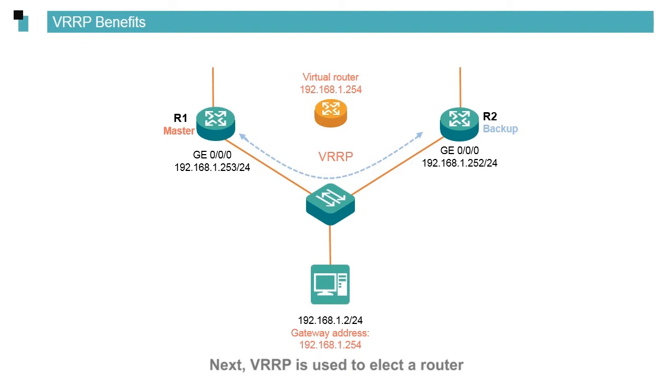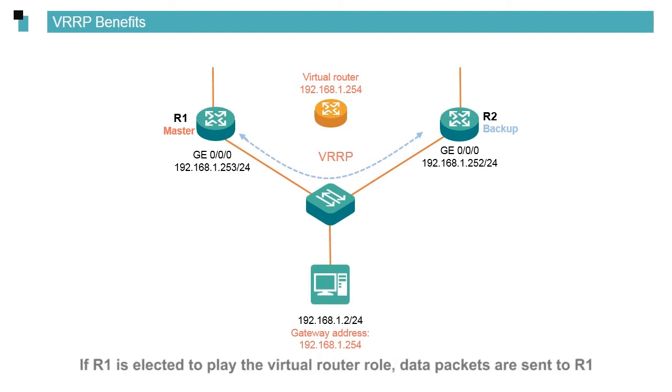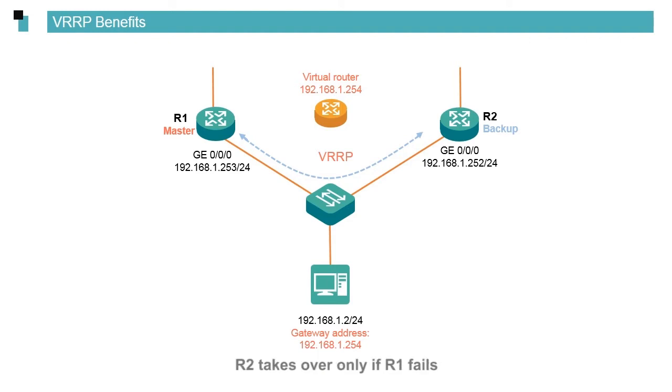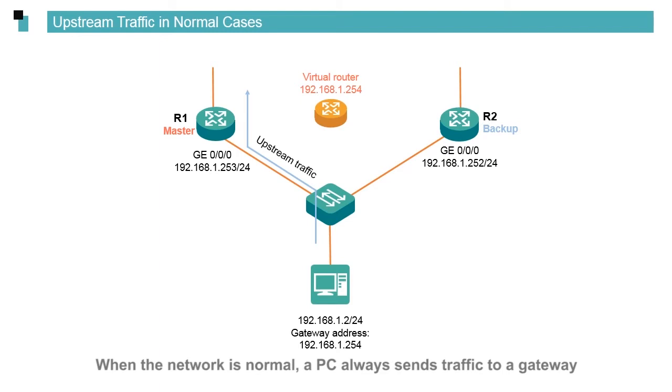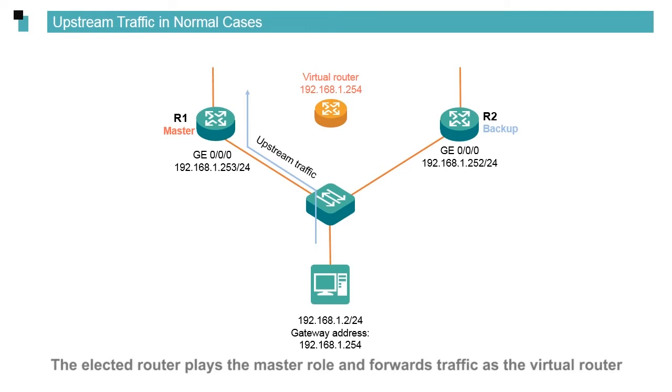Next, VRRP is used to elect a router from the routers to play the virtual router role. If R1 is elected to play the virtual router role, data packets are sent to R1. R2 takes over only if R1 fails. This smooth switchover process is completely invisible for PCs connected to a gateway. When the network is normal, a PC always sends traffic to a gateway. The elected router plays the master role and forwards traffic as the virtual router.